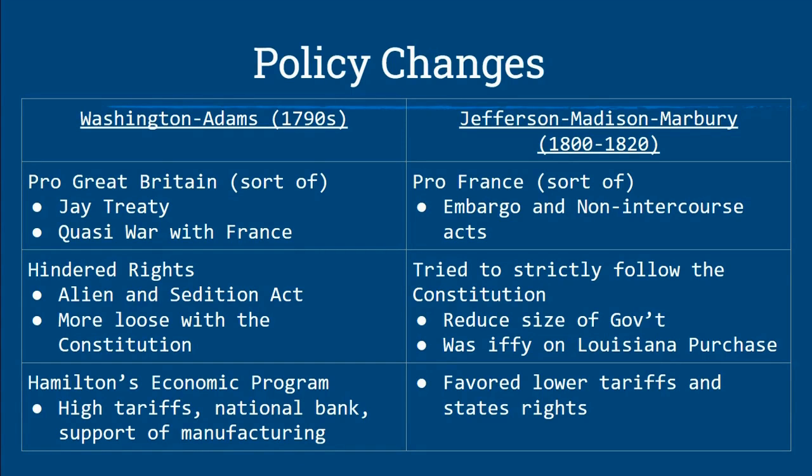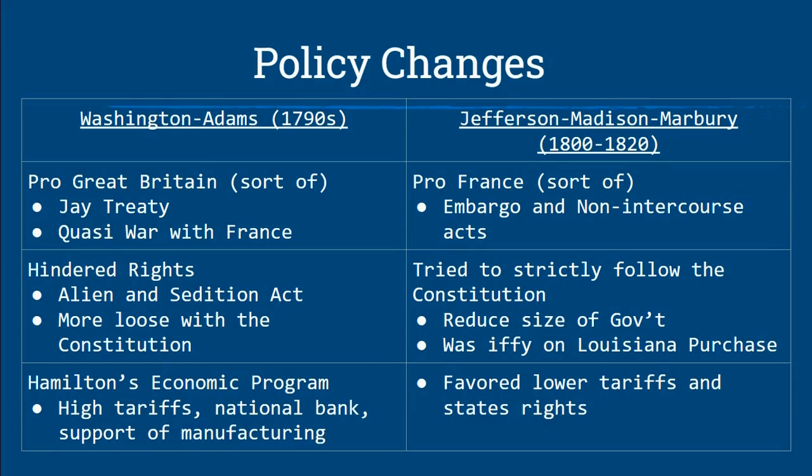Specifically, during the Adams administration, there was a hindering of rights, as he signed into law the Alien and Sedition Acts, and in general, the administration was more loose in its interpretation of the Constitution. They also employed Hamilton's economic program, which brought about high tariffs, a national bank, and support of manufacturing.